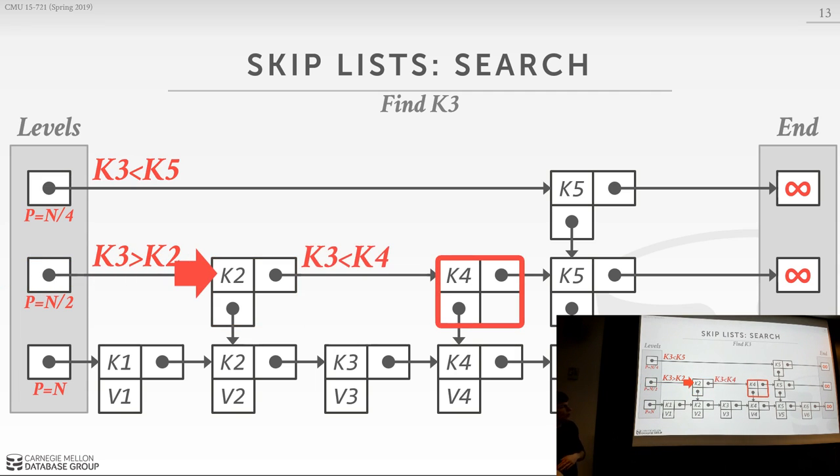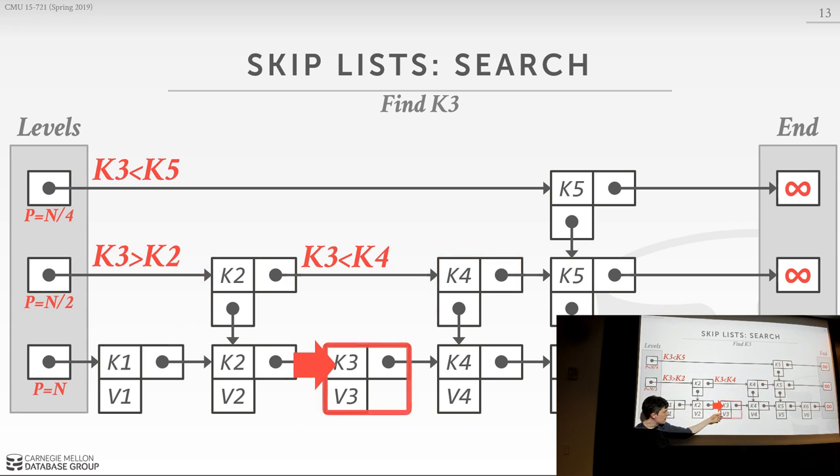So then I scan along. Look ahead again, K3 is less than K4, so I know I don't want to look there, so I go down. And now I just scan along the leaf nodes until I find what I want. So once you reach the bottom, you're just doing linear search, but the towers allow you to jump over elements without having to look at everything.